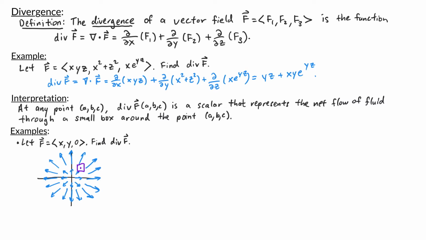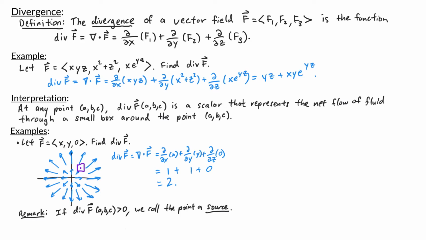So now let's actually calculate the divergence. The divergence of f is the del operator dot f, which means it's the partial derivative of x with respect to x, plus the partial derivative of y with respect to y, plus the partial derivative of 0 with respect to z. And this sum is 1 plus 1 plus 0, or 2. So again, whenever the divergence at a point is positive, we have more fluid exiting the box than entering, and we call that point a source. On the other hand, if the divergence at a point is negative, then more fluid enters the box than exits, and we call that point a sink.